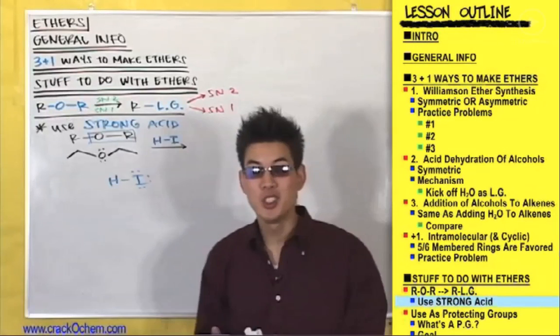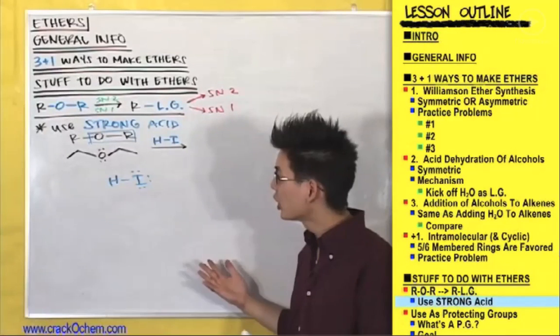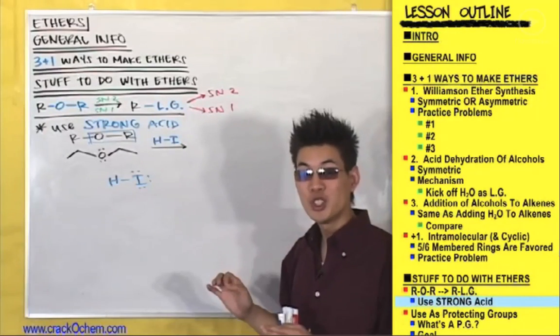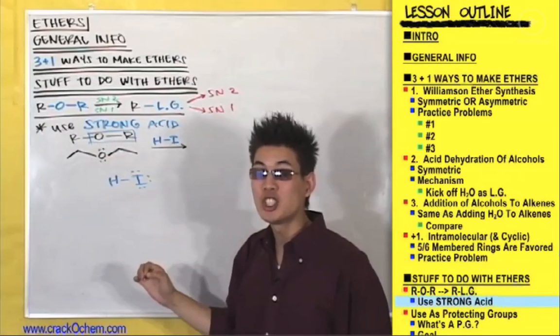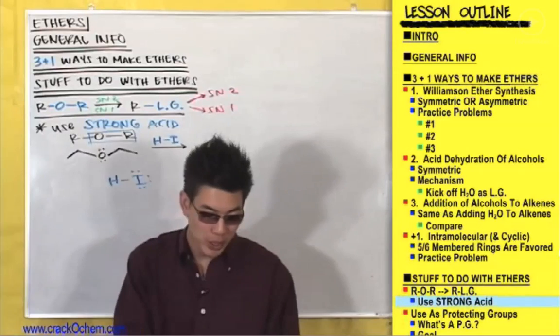And why do we want to do this, you guys? Why do we want to throw in a strong acid? Well, what are we trying to do here? We're trying to take this bad leaving group and turn it into a good leaving group. So let's see what will happen.